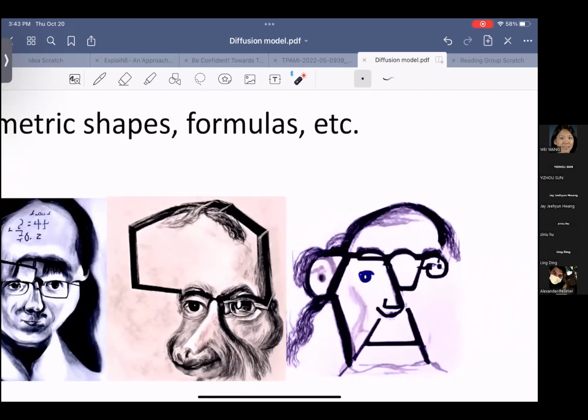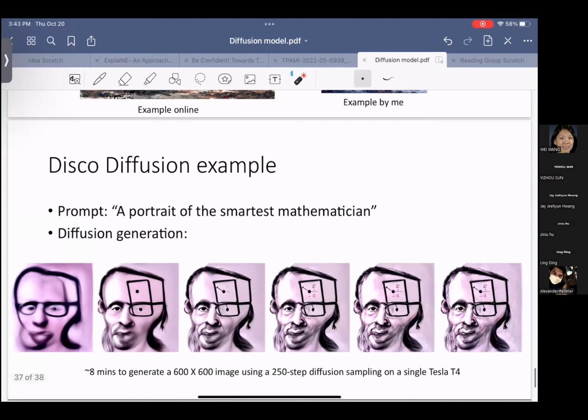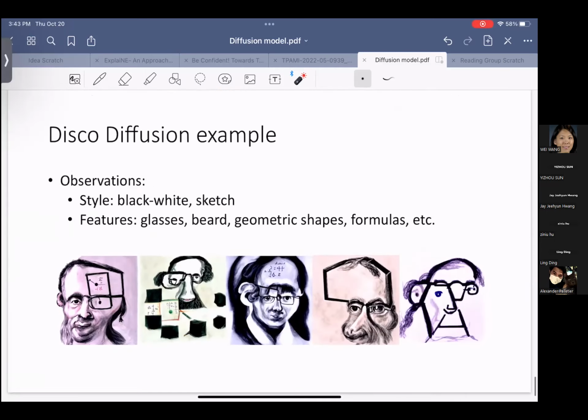But I would say those good examples you saw online, they probably require a bunch of trial and error for a good prompt. If you're just curious and use some prompt like I'm using here, you probably get some more Picasso style paintings.